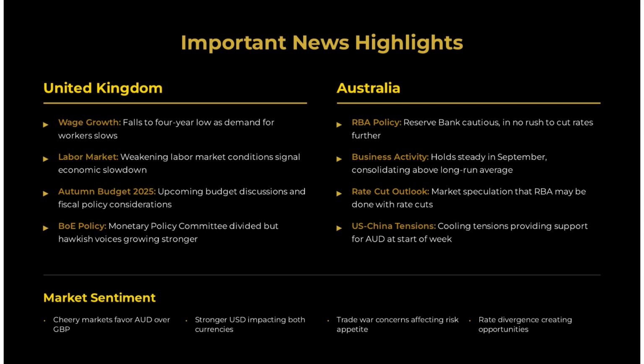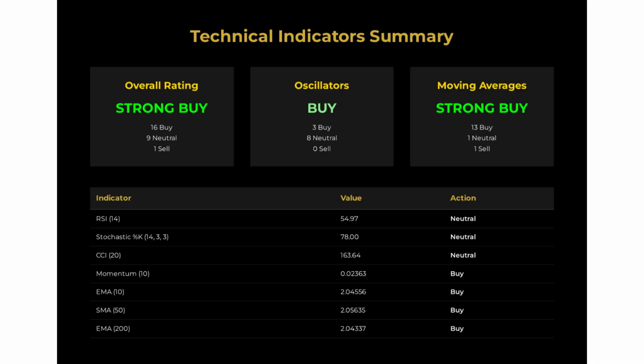dollar impacting both currencies. Trade war concerns continue affecting risk appetite, while the potential for monetary policy divergence between the RBA and BOE is creating compelling trading opportunities for informed traders. The technical picture for GBPAUD is overwhelmingly bullish.